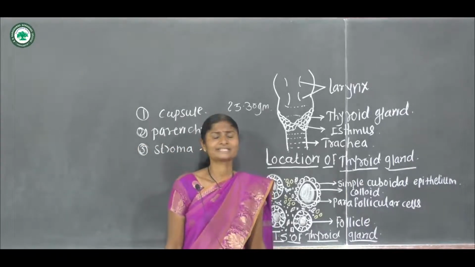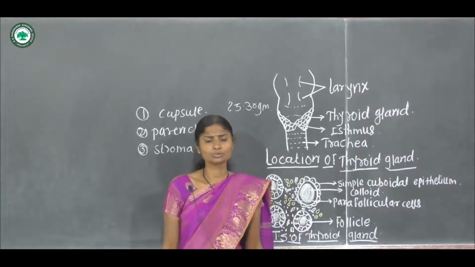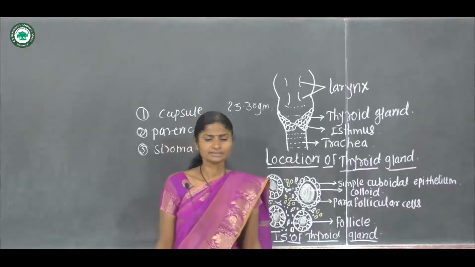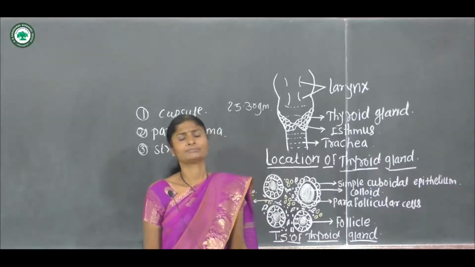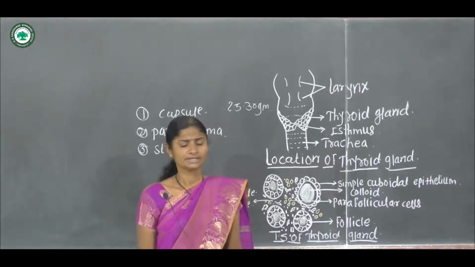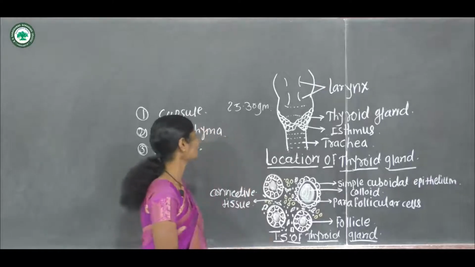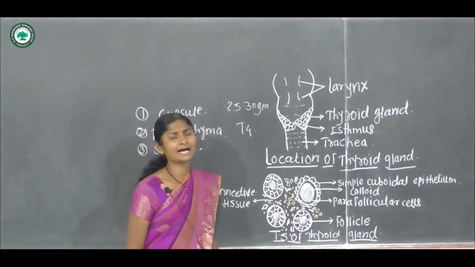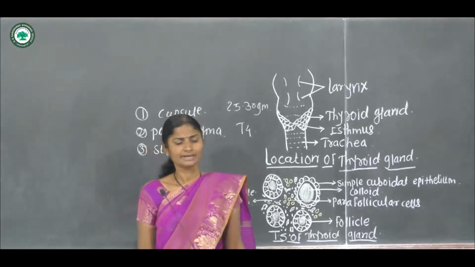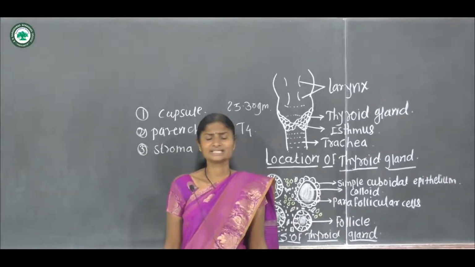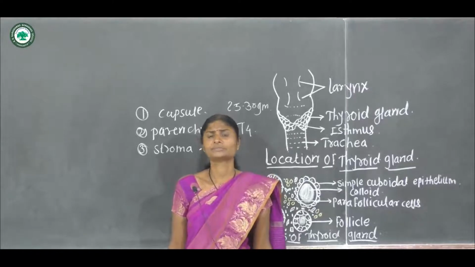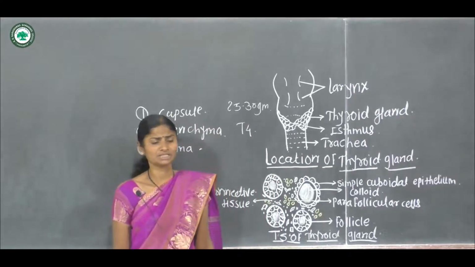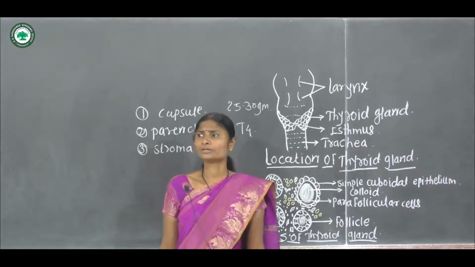The thyroid secretes several hormones collectively called thyroid hormone, and mainly thyroxine is present. This thyroxine hormone is also called T4, tetraiodothyronine, which increases the rate of metabolism, absorption, rate of heartbeat, mental activity, and general body growth.